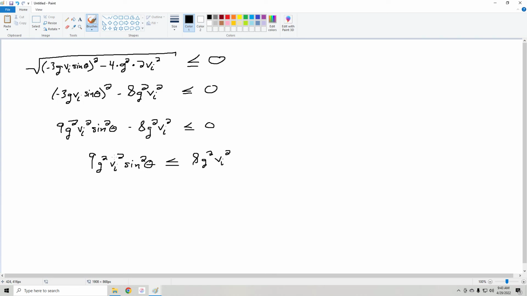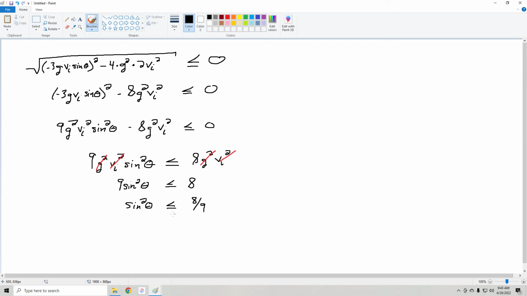Okay, we're starting to get somewhere. We've got g squareds on both sides and initial velocity squared on both sides. Let's get rid of them. Goodbye, goodbye, goodbye. Farewell. So 9 sine squared theta is less than or equal to 8. Okay, we're not in danger yet. We can keep going. We end up with sine squared theta is less than or equal to 8 over 9.